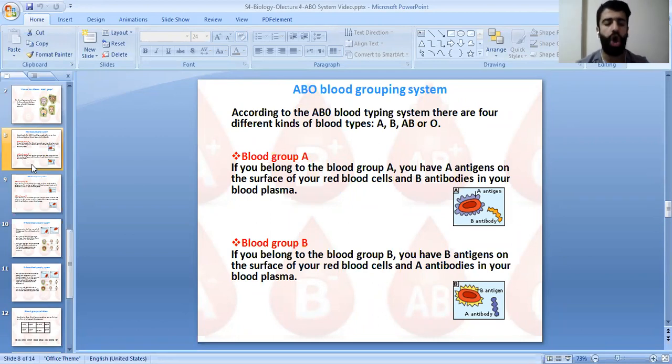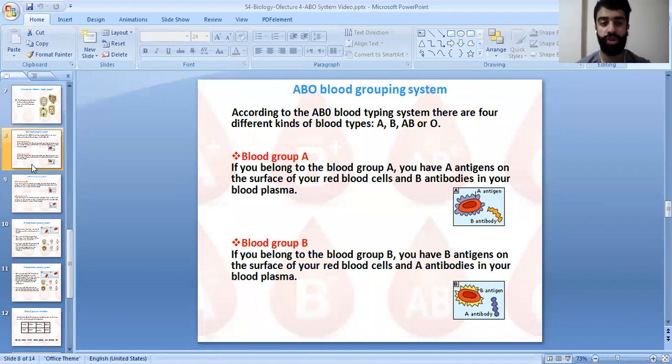Blood group A. Always and always, the blood group has the same antigen as the blood group. For example, blood group A, you have antigen A. For blood group B, we have antigen B. So always the antigen is similar to the blood group.